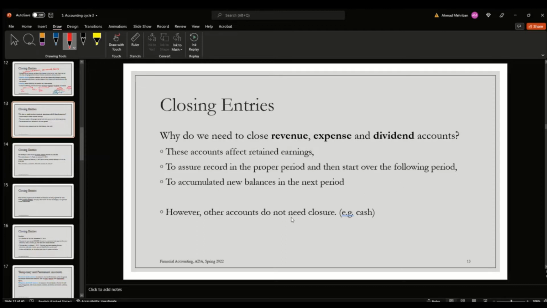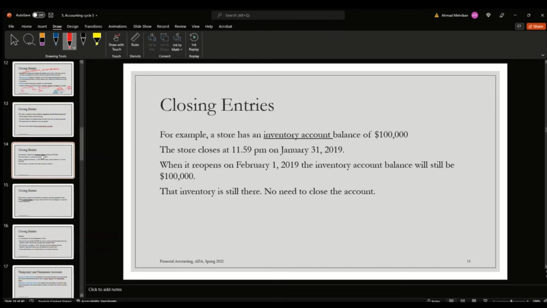Now, the cash account or liabilities account, they do not need to get closed. Only these accounts don't need to get closed. Let's look at an exact example of why. Say your store has an inventory account, and inventory is an asset account, right?